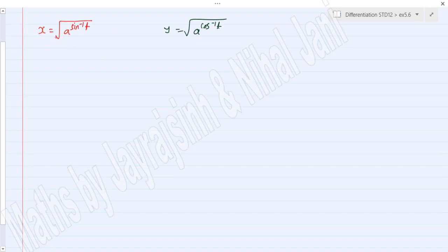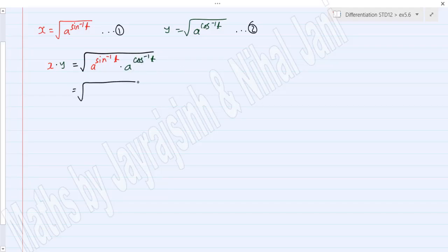Here we have x is equal to under root of a raised to sin inverse t and y is equal to under root of a raised to cos inverse t. Sin inverse and cos inverse are complementary functions of each other. So for simplification, let's multiply our equation number 1 and 2. So on the left side we will get x into y, and on the right side we will get under root of a raised to sin inverse t into a raised to cos inverse t.